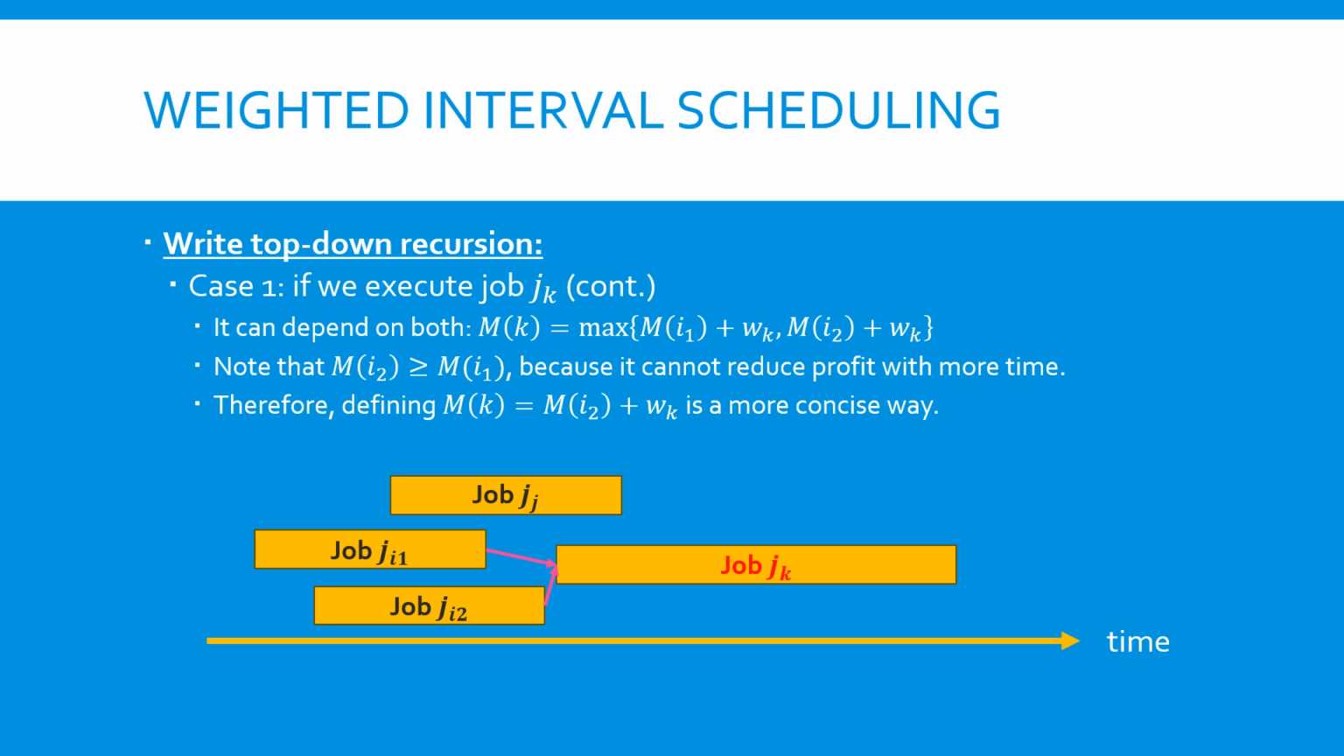However, since Mi2 corresponds to a later time point than Mi1, Mi2 will always be greater than or equal to Mi1. This means that Mi2 cannot lead to a lower profit when given more time to schedule jobs. As a result, Mi2 plus Wk is guaranteed to be larger than Mi1 plus Wk. Therefore, we can simplify the dependency of Mk to rely only on Mi2 and express Mk as Mi2 plus Wk.